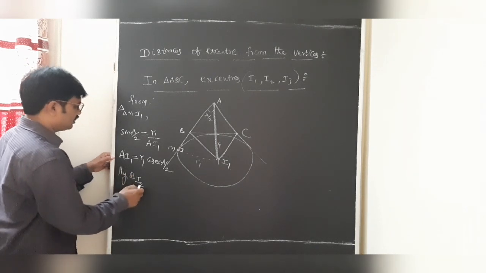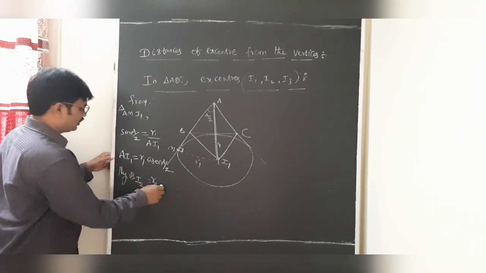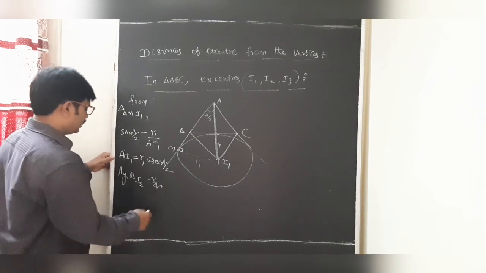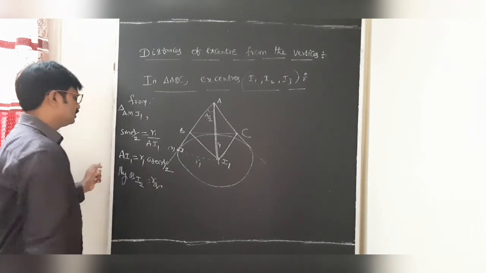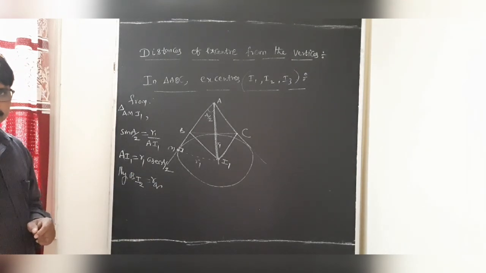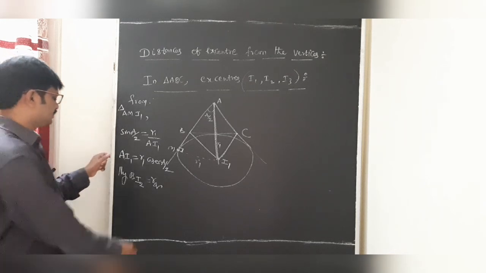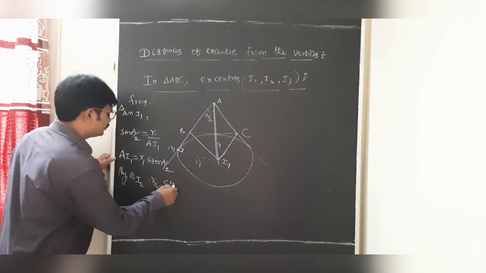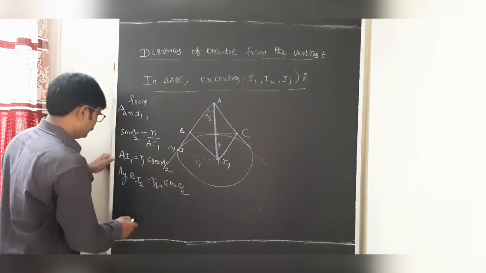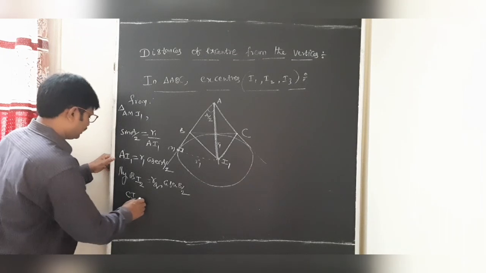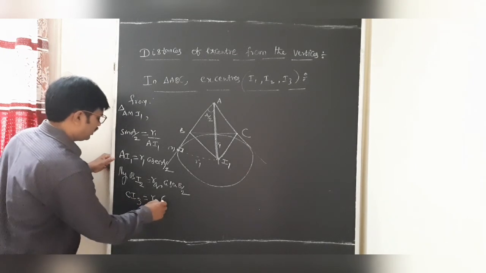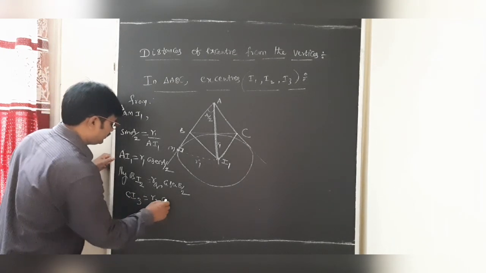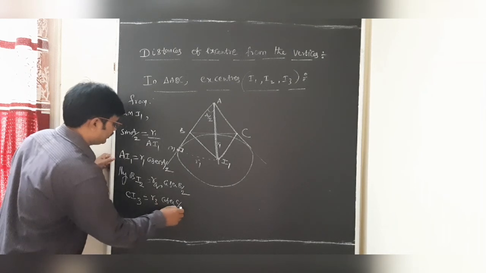BI2 is r2 cosecant B by 2. Undoubtedly we can write it as R2 cosecant of B by 2. My dear students, similarly we can write CI3 as r3 cosecant C by 2.